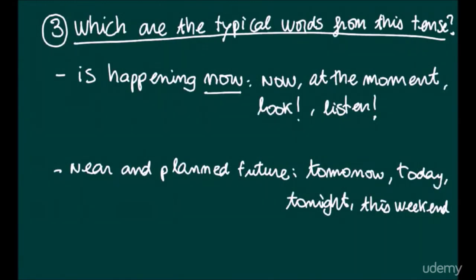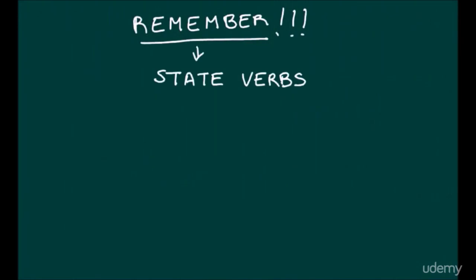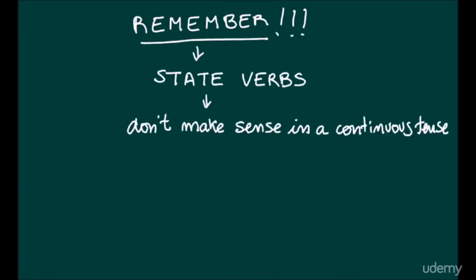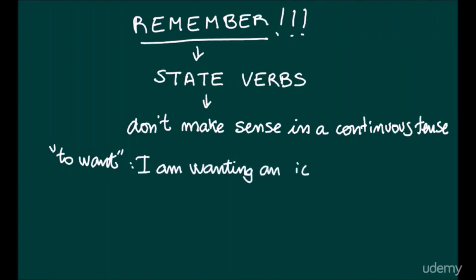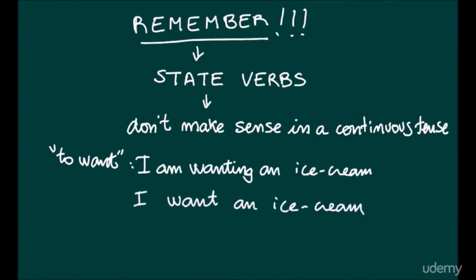Another important thing to remember are the state verbs. There are some verbs that don't make sense in a continuous tense. For example, the verb to want. We don't say, I am wanting an ice cream right now. We say, I want an ice cream right now. So the action can happen now, but we don't use this verb in a continuous form.